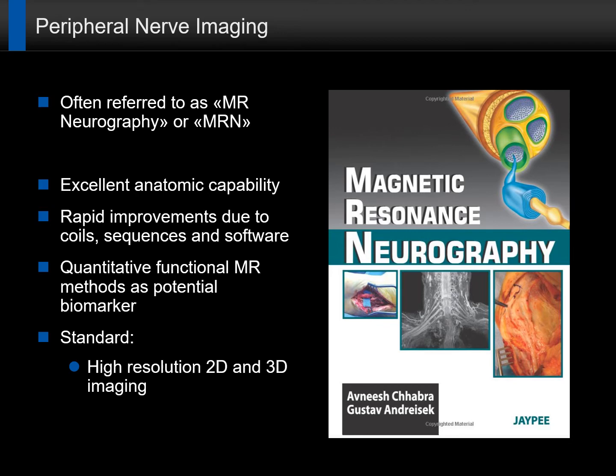We consider peripheral nerve imaging as a dedicated exam for imaging the nerves. So we created a couple of years ago the term MR neurography, which we use also in our reports to make clear that it's a special examination and not just a normal MRI of an anatomic region.